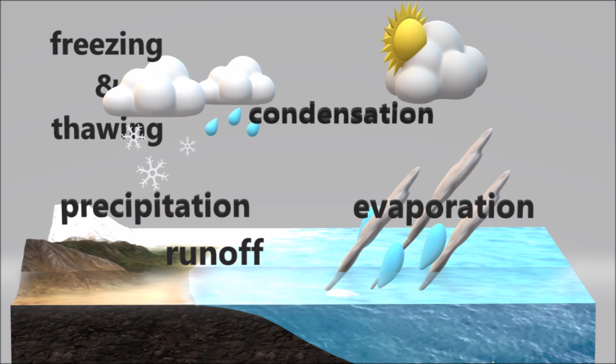Now, at any point in this process, it can go from one stage to the other, but this is the simple water cycle. Liquid water on the ground, water vapor rising high into the sky before condensing and forming clouds, then the clouds dropping precipitation.